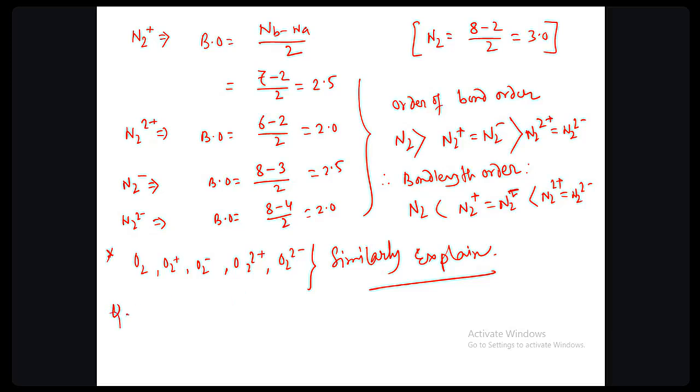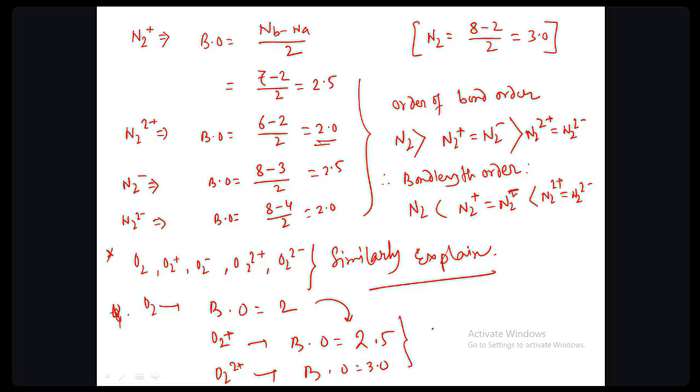Now question, if you see O2, bond order is 2. O2 plus, bond order is 2.5. You see that for O2 plus bond order increases, whereas in nitrogen plus bond order decreases. You see? So O2 2 plus, if you look at it, bond order becomes 3.0 because electron is lost from the anti-bonding MO. That's why bond order increases.